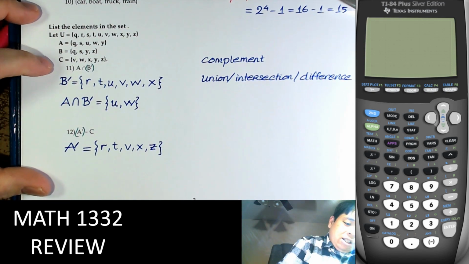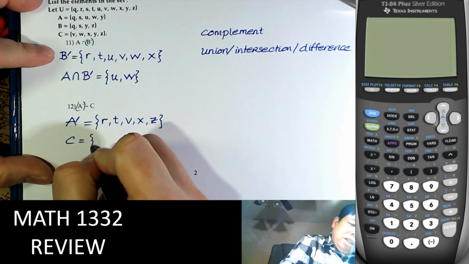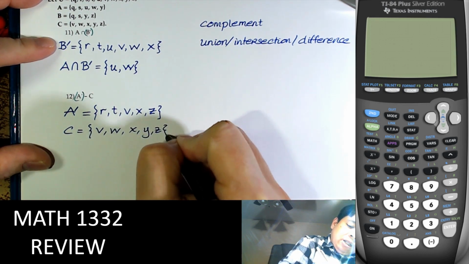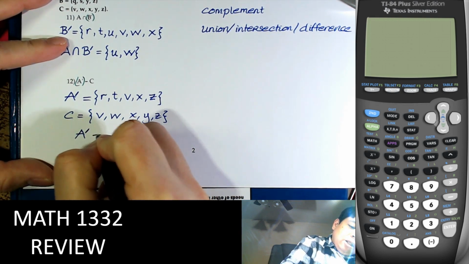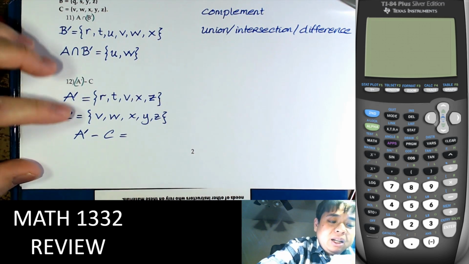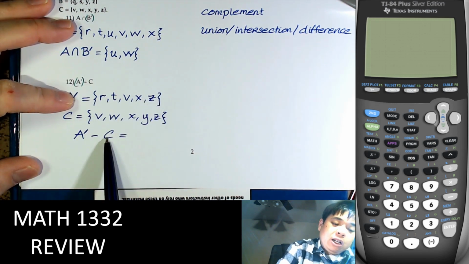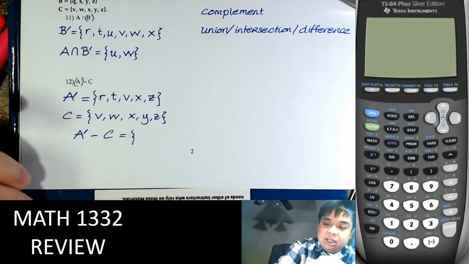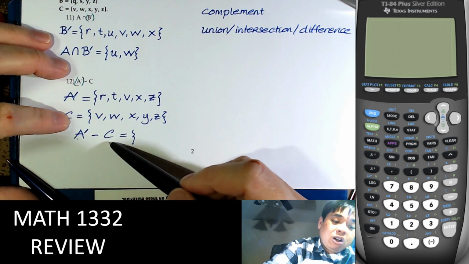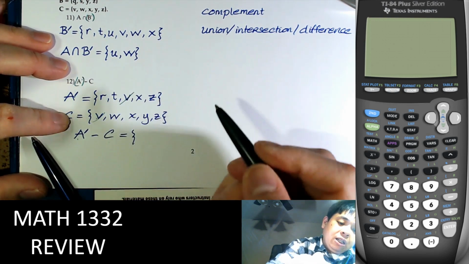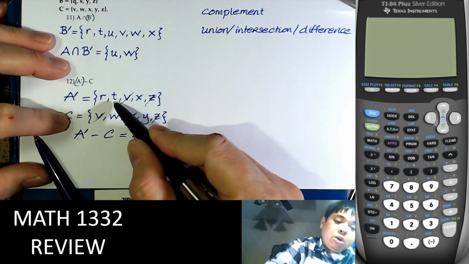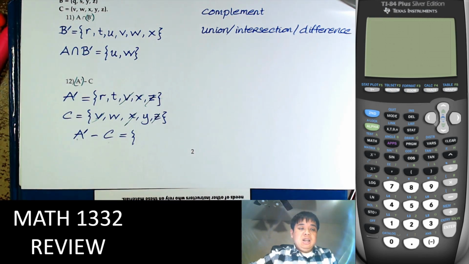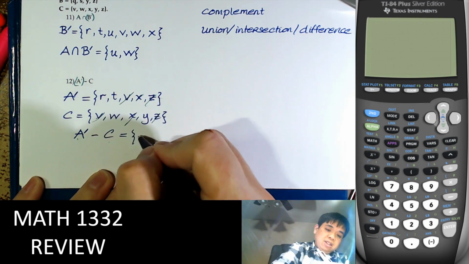Now we're going to take this and subtract C. I'm just going to copy C here: V, W, X, Y, Z. So what we're trying to find is A complement minus C, meaning it's going to be in A complement but not in C. So it's not going to be V, it's not going to be X, it's not going to be Z, because those members are in C. We don't want to be in C. We want to be in A complement. So with that, we just have R and T left.